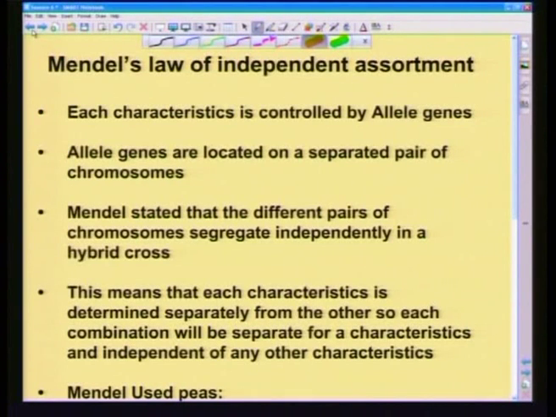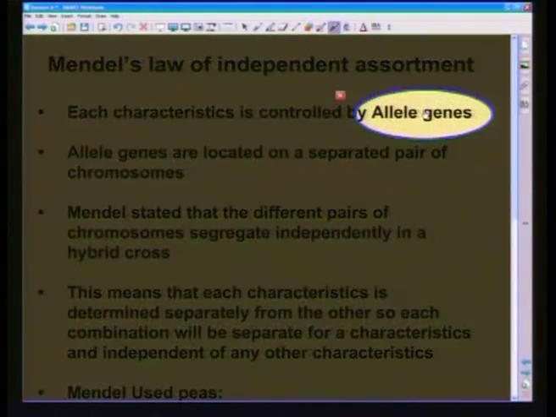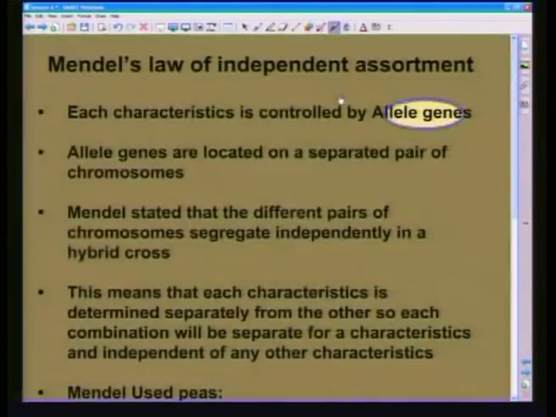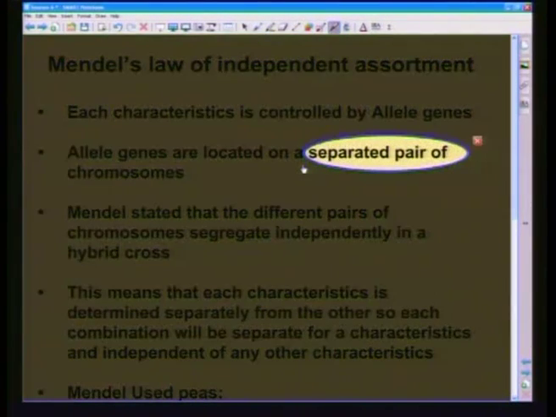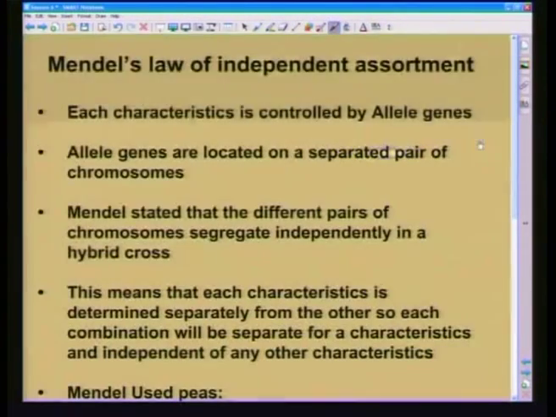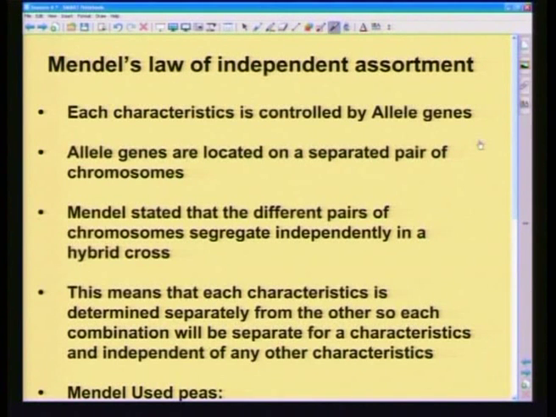So he said that each characteristic is controlled by genes. And they are going to be your allele genes. Now, those allele genes are located on, look at this, a separate pair of chromosomes. They are completely separate. So therefore, every combination that takes place to produce a new organism is going to be separate. So Mendel stated that the different pairs of chromosomes segregate independently. People, this is incredibly important.